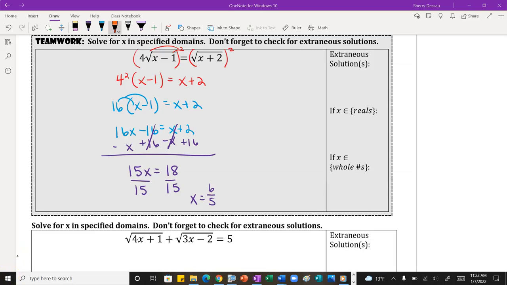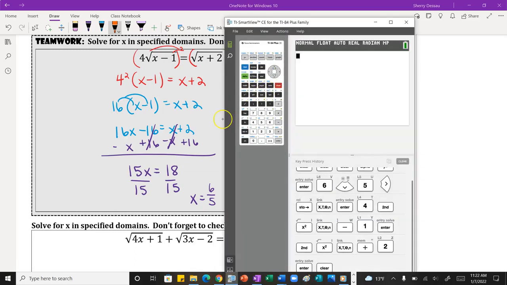So if I'm going to go through and check to make sure that this solution works, I'm going to go ahead and use my graphing calculator and show you a little trick here. So if you go to your graphing calculator, you can store 6/5. So how you do that is hit alpha y equals to get your fraction notation. And I'm going to do 6 over 5.